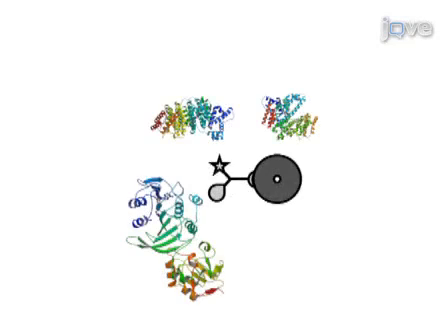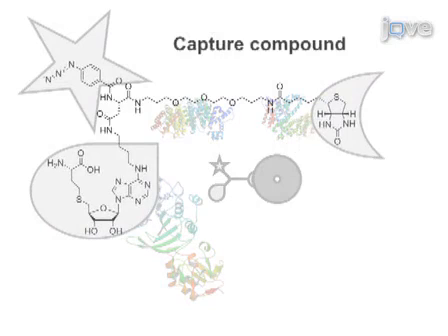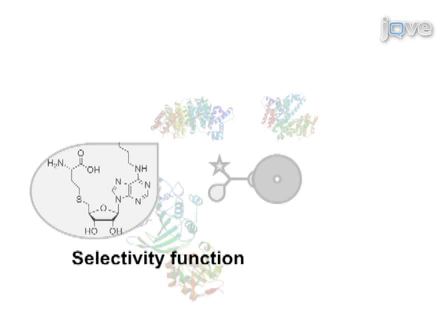In the workflow shown here, the functional isolation is achieved by incubating a cell lysate with the capture compound to establish a reversible binding equilibrium between the selectivity function of the capture compound and the target proteins.